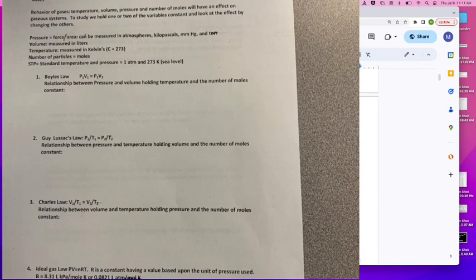So our Kelvin is 273. How did we convert Kelvin? I said you add or subtract 273. You add or subtract 273. Okay, so if I have 273 Kelvin, what is it in degrees Celsius? Do I add or subtract?